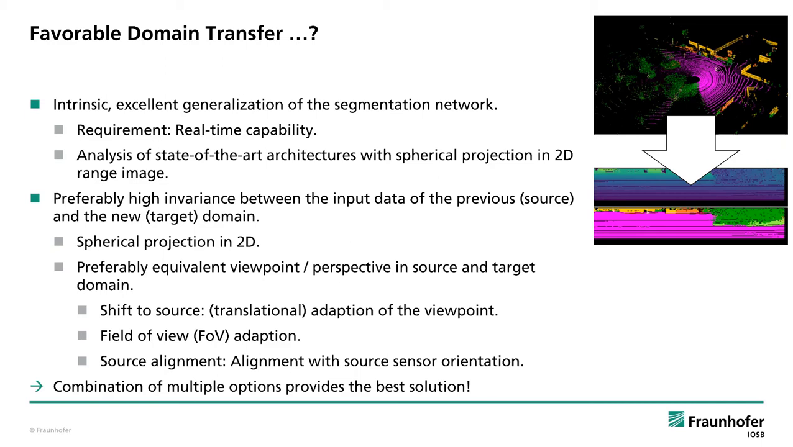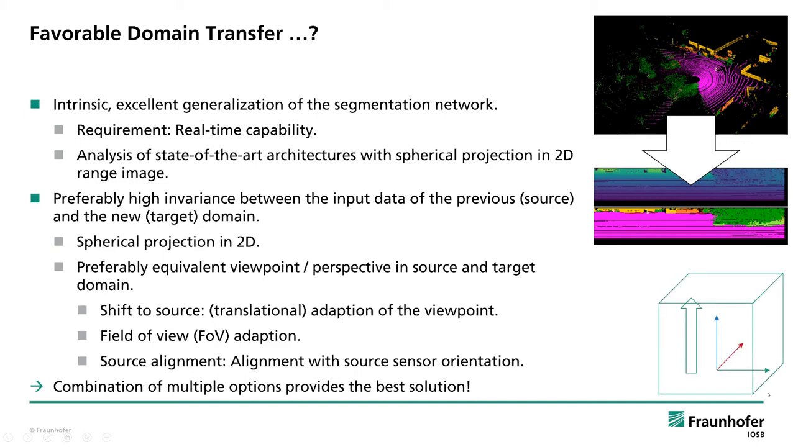So you just move the coordinate system within the point cloud so that it's preferably close or similar to the one of your source domain. The other one is to adapt the field of view. Or, as a third option, you have to ensure that you align the coordinate systems of the source and the target domain rotationally. So if you have, for example, a LiDAR rotated by 90 degrees and you're just looking 90 degrees reversed, all your objects, especially in spherical projections, will look different. And so as it's often in robotics, the combination of multiple options provides the best solution.